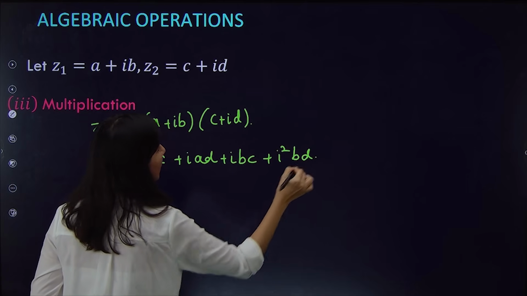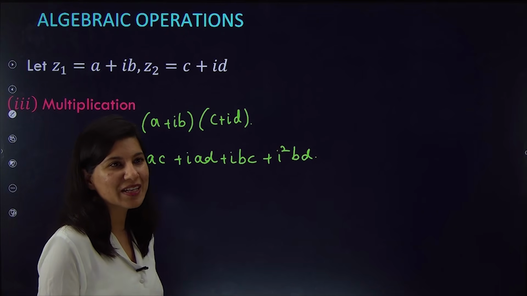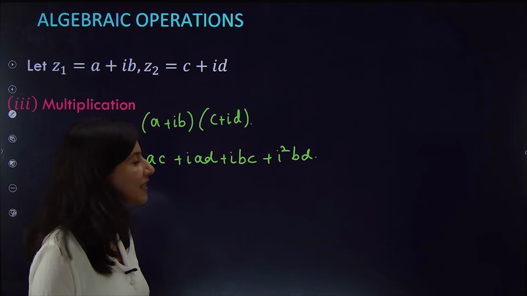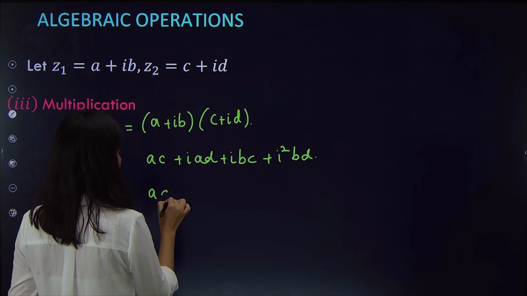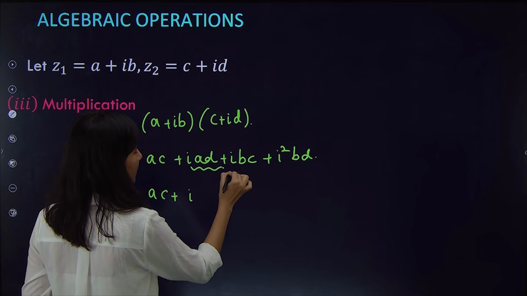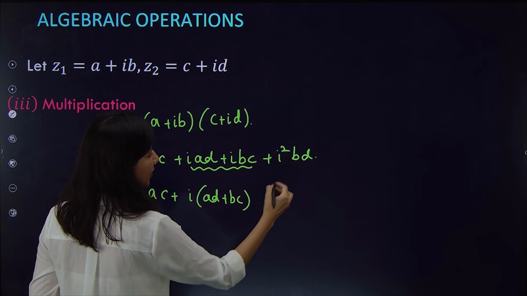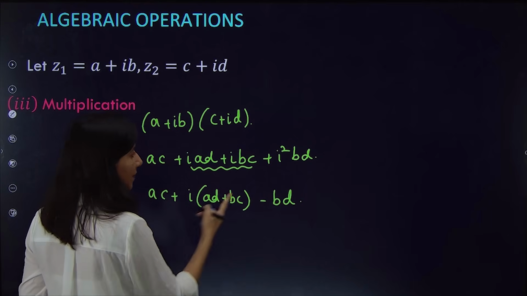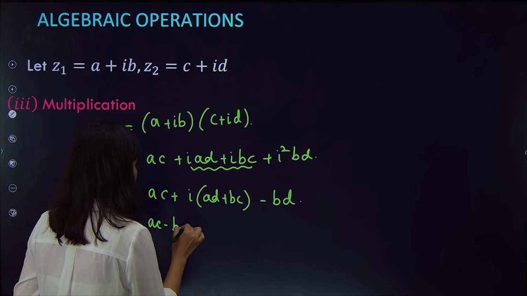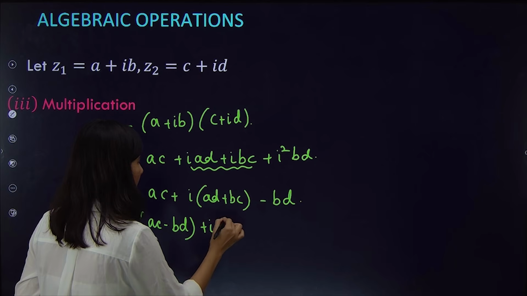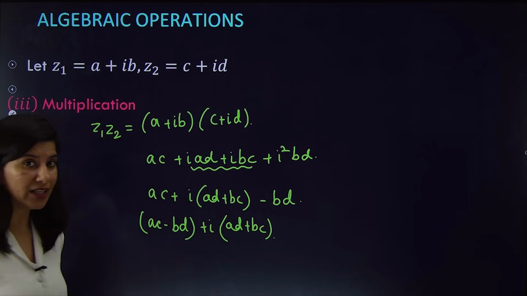That's why I was not telling you to simply multiply. In addition I told you simply add. In subtraction I told you simply subtract. But in multiplication, you have to multiply and then understand. AC, then iota, this is the imaginary part, AD plus BC. And what about this? Minus BD. So for the real part, iota square becomes minus 1. So this will become AC minus BD as the real part, plus iota. Now this AD plus BC will be the imaginary part. That's how you multiply two complex numbers.